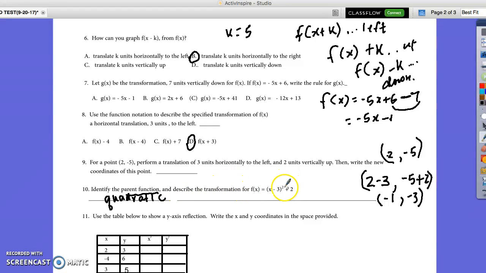Describe the transformation. Here we got parentheses, so it's going to be 3 units forward or 3 units back. This would be 3 units horizontally forward, but we're not done. What does this do? This means 2 units up or down. 2 units vertically up.